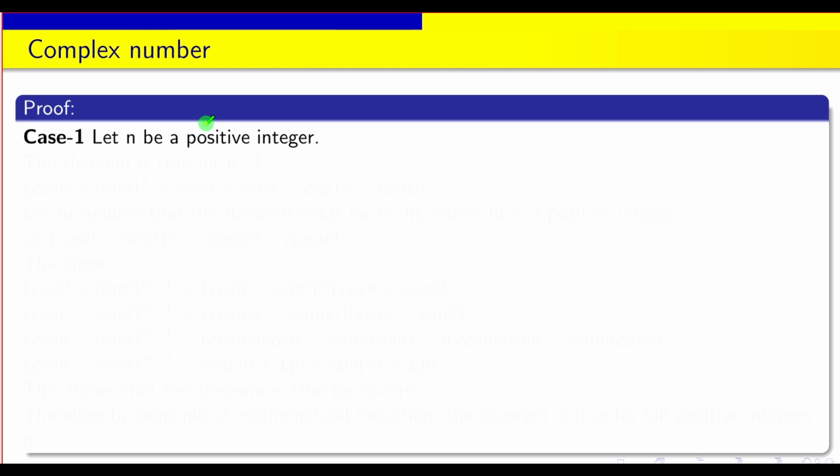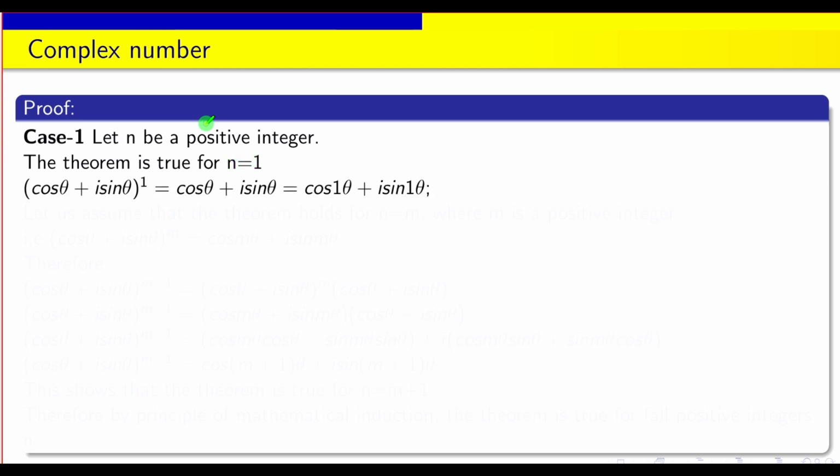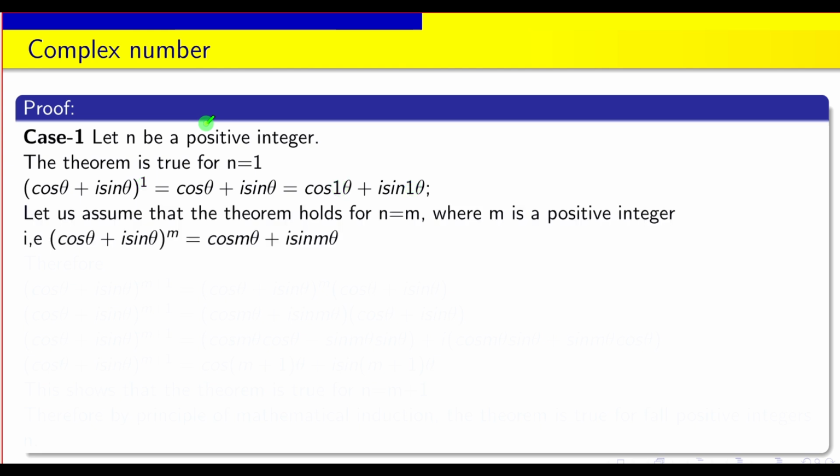Case 1, when n is a positive integer. Here we are going to use the principle of mathematical induction to prove this case. The theorem is true for n equal to 1. If I put n equal to 1, we get cos theta plus i sin theta, which can be written as cos 1 theta plus i sin 1 theta. So the theorem is true for n equal to 1. Now let us assume that the theorem is true for n equal to m, where m is a positive integer.